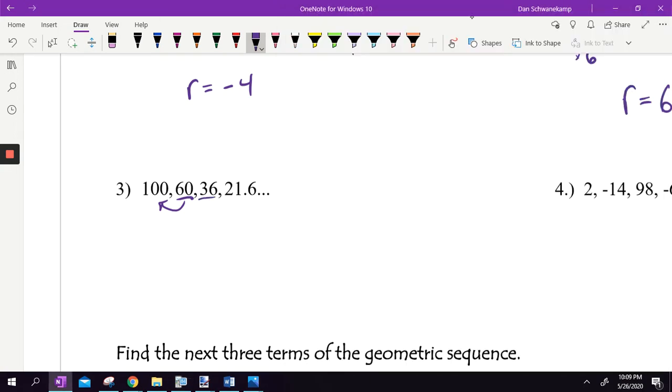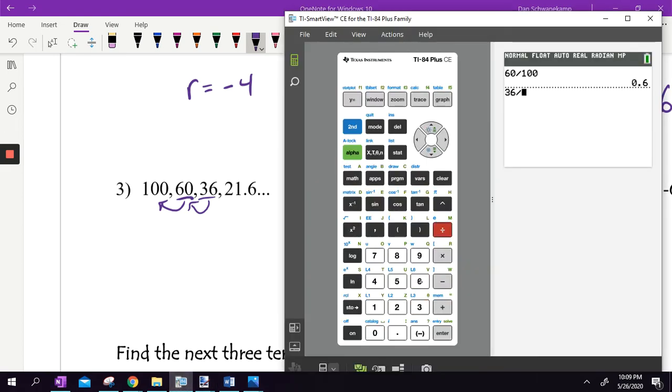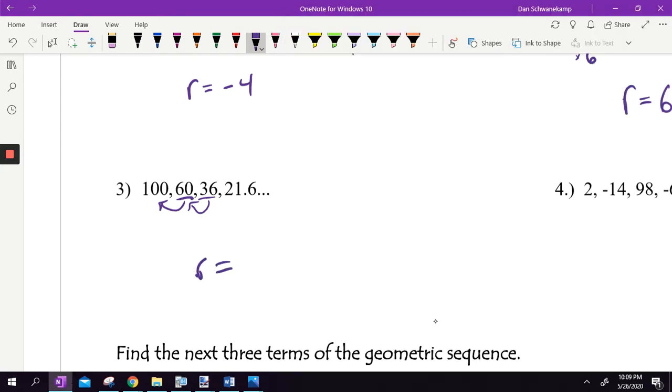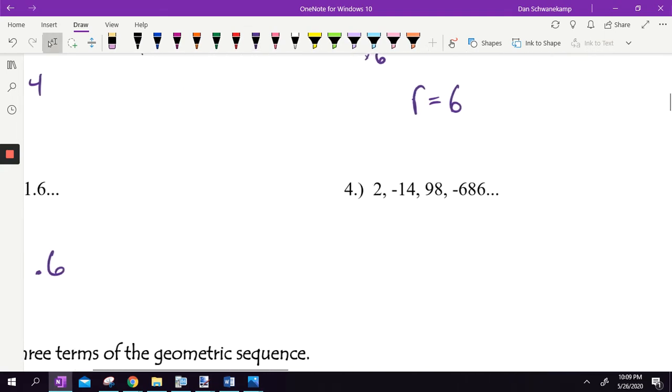So just to double check to make sure it's the same ratio for each of them, I'm going to take 36 divided by 60. Oh, yep, I get 0.6. What about 21.6 divided by 36? Take the number divided by the one in front of it. Yep, same thing. My ratio is 0.6. Okay, makes sense that it's a decimal because I am getting smaller and smaller and smaller.